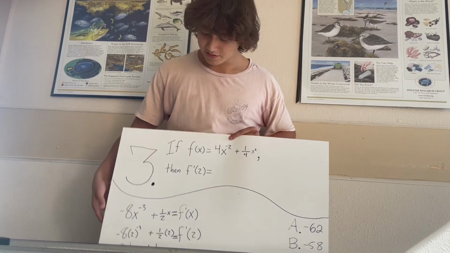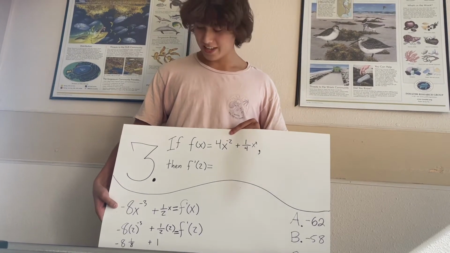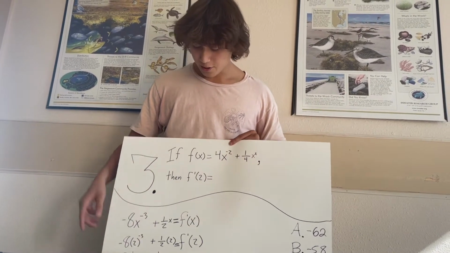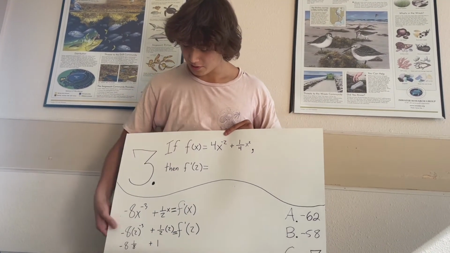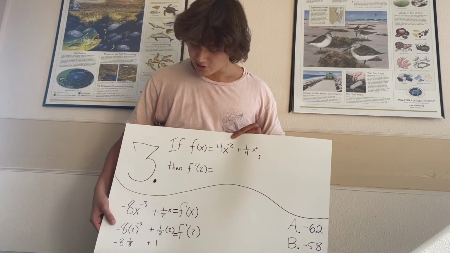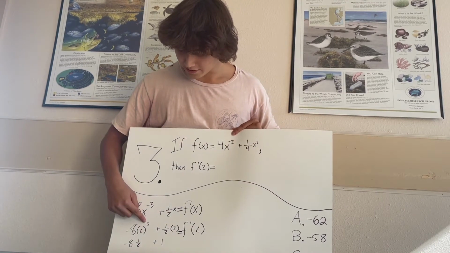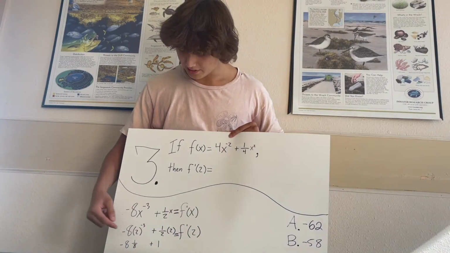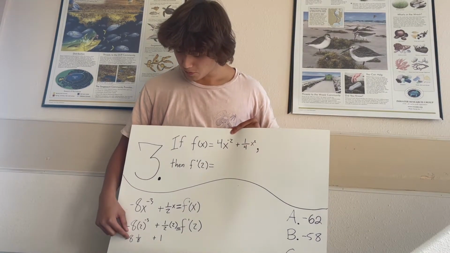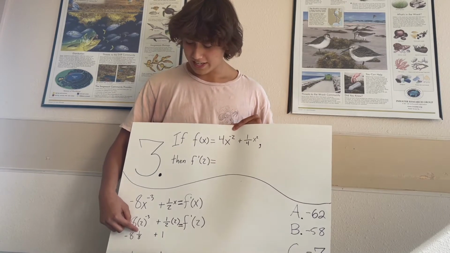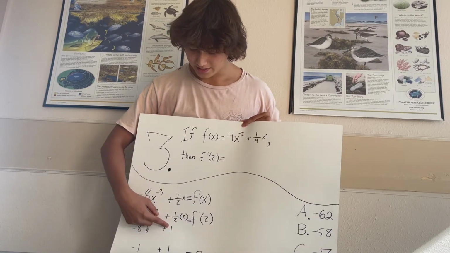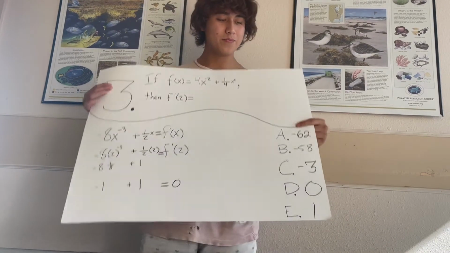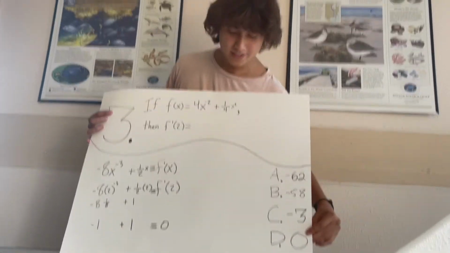So for the first derivative, that would come out to be negative 8x to the negative 3 plus 1/2 x. And now we are asked to plug 2 into the first derivative. So 2 to the negative 3 is 1/8, and 2 times 1/2 is 1. So negative 8 times 1/8 comes out to be negative 1, and negative 1 plus 1 equals 0. So that is D, 0.